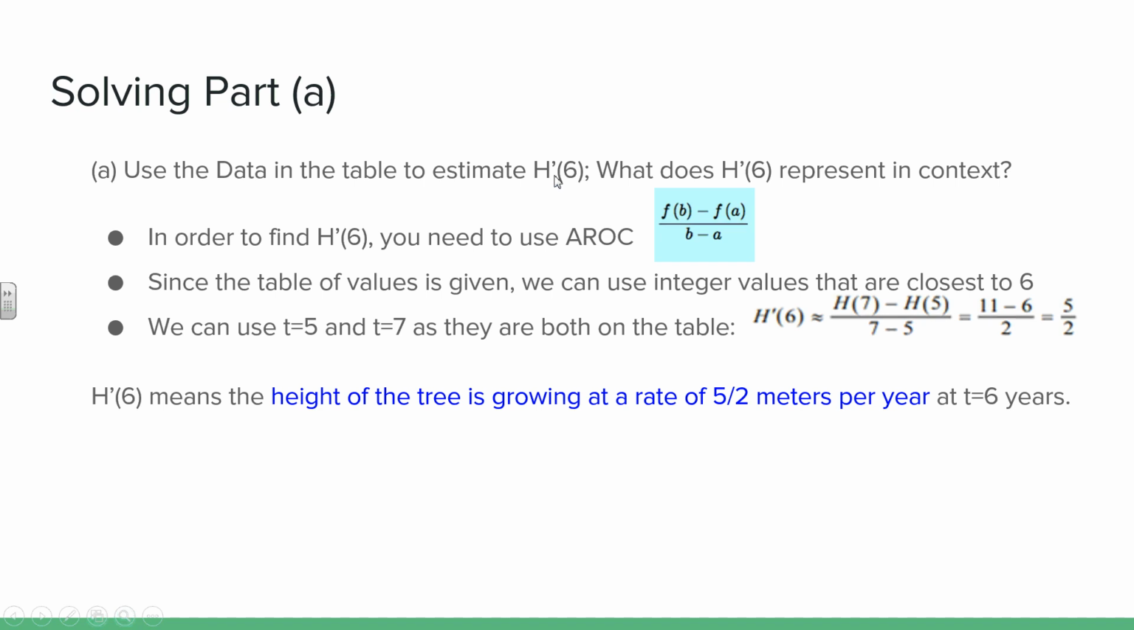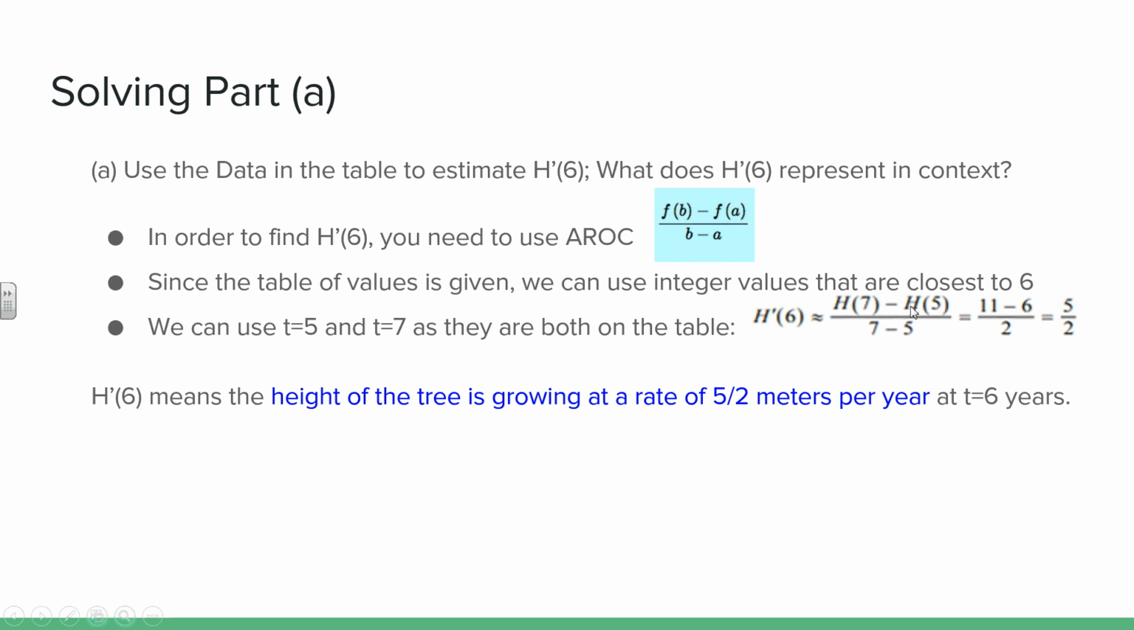And though we don't have the equation for h, we can't actually find the instantaneous rate of change. So what we're going to do is find the average rate of change using this formula. And because we want to approximate this at 6, we're going to choose values closest to 6. So 5 and 7, and then plug them into average rate of change, find the slope, and we get 5/2.